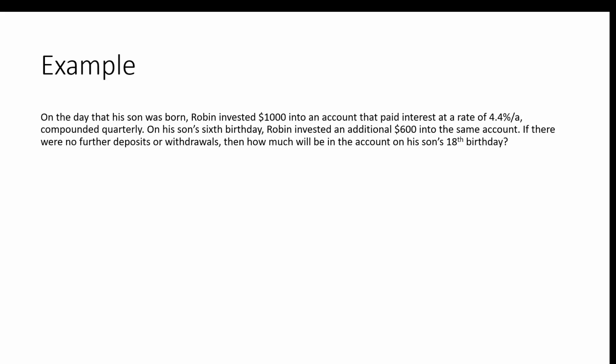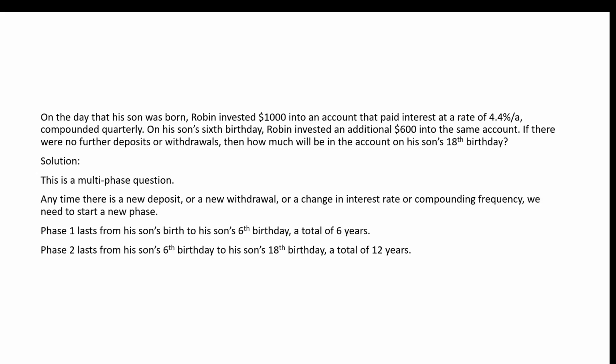Now, suppose on the day that his son was born, Robin invested $1,000 into an account that paid interest at a rate of 4.4% per annum compounded quarterly. On his son's 6th birthday, Robin invested an additional $600 into the same account. If there were no further deposits or withdrawals and no change in interest rate or compounding frequency, we want to know how much money will be in the son's account on the 18th birthday.